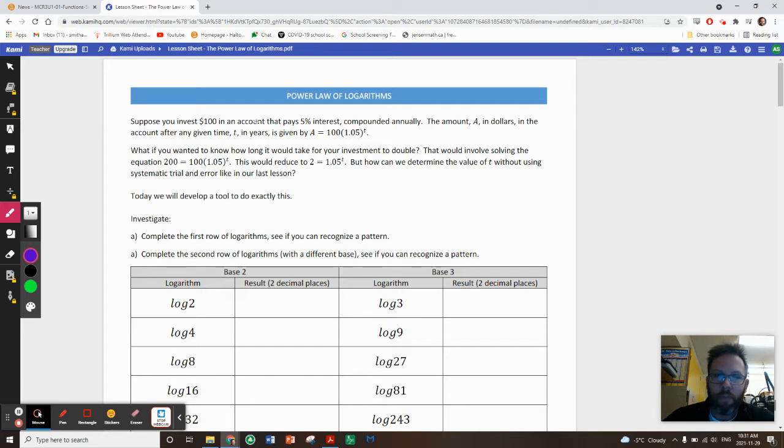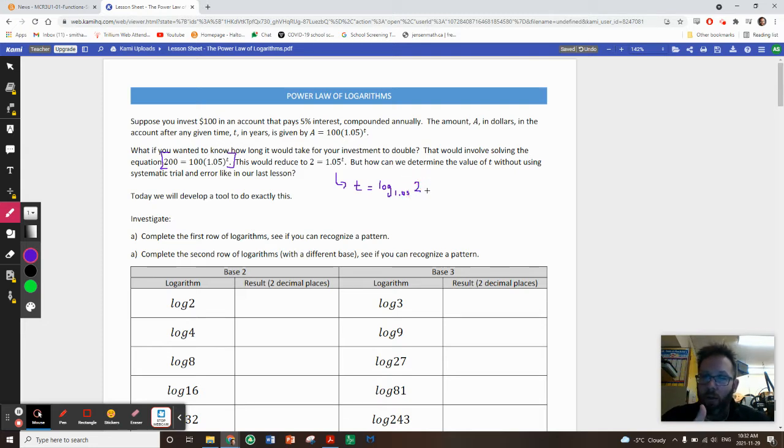But what if you want to know how long it would take your investment to grow to a certain amount? Maybe you had a savings goal or something. Let's look at a simplified scenario of that and just ask how long would it take for our investment to double? That would involve plugging in 200 for the value of A and solving that equation for t. Now, when you divide both sides by 100, this equation would reduce to 2 equals 1.05 to the power of t. And we know that by rewriting this in log form, t would be equal to the log, our base is 1.05, of 2.